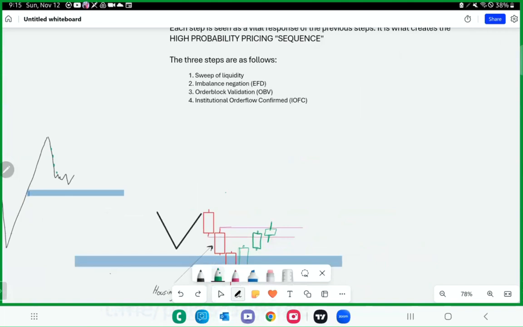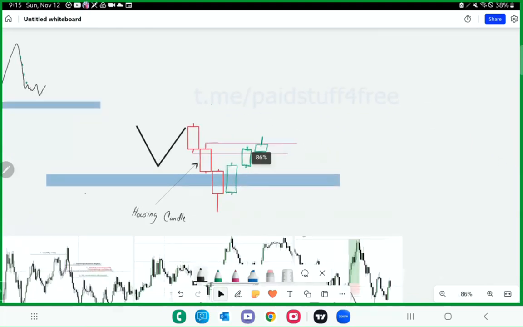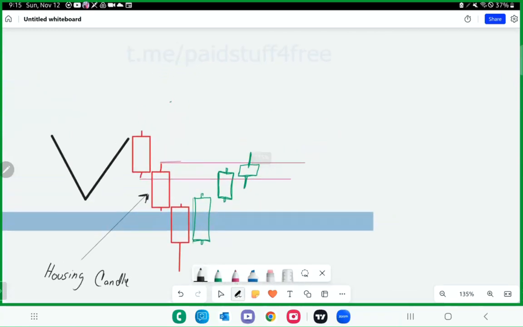We've had our sweep. We've had the imbalance negated. And the order block is now validated, because we use the high of that housing candle. Now that we have the order block, remember, we say that the OB equals the change in the state of delivery. But instead of taking that order block at face value, now we're going to see this range of price as our OB. Maybe I should have used a different color. We're going to see this as that order block.